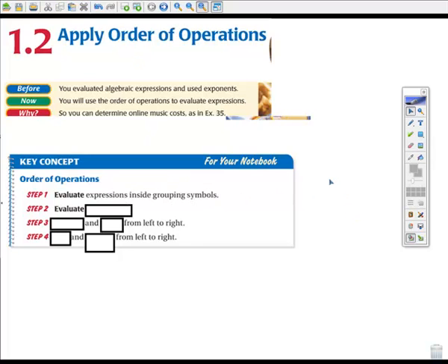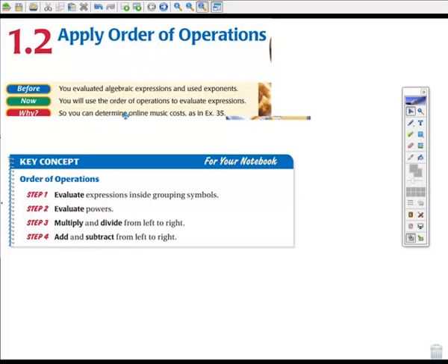that are inside the grouping symbols. So grouping symbols are parentheses and brackets. The second thing that you're going to do is evaluate the powers, the exponents, something to the power of something else. Then we're going to do the multiplication and division from left to right. You have to go in order from left to right. So if division actually comes first, if it's on the left, you must do that first. And then finally we're going to add and subtract from left to right.